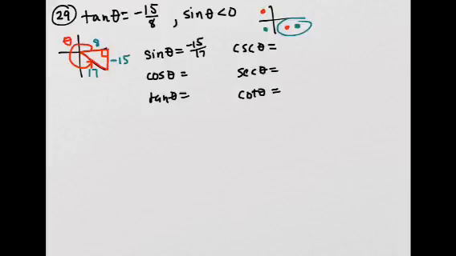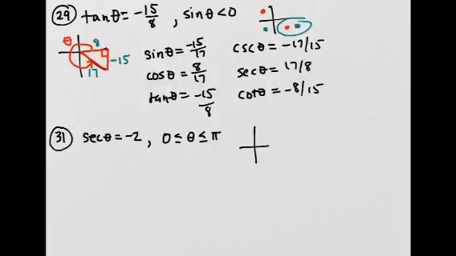So sine is y over r, so negative 15 over 17. Cosine is x over r, so that's 8 over 17. Tangent was given to you. Cosecant is the reciprocal of sine. Secant, reciprocal of cosine. And cotangent, reciprocal of tangent.